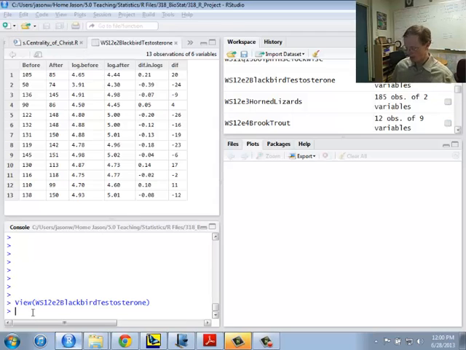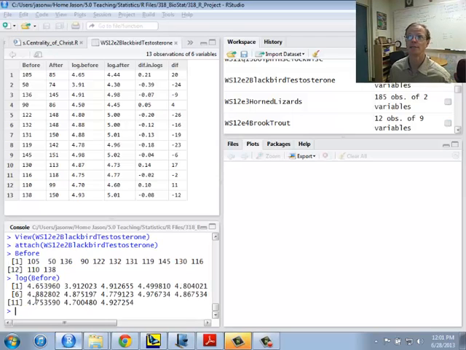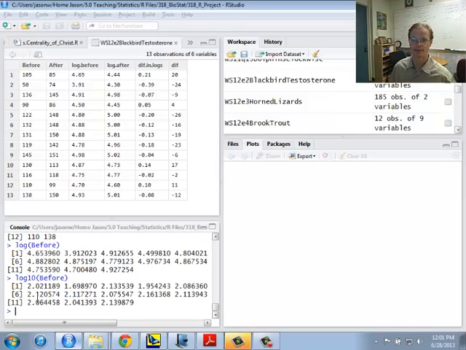What I'm going to do, I hit the up arrow, and then I hit my home key, and I'll do the attach command, because I want to look at those befores. There they are. If I take the log, just do log before, then that gives me the same exact results as is already given in the data set. So nothing mysterious there. Take note that this is natural log as the default. If you wanted the log base 10, then log10 is the correct command.